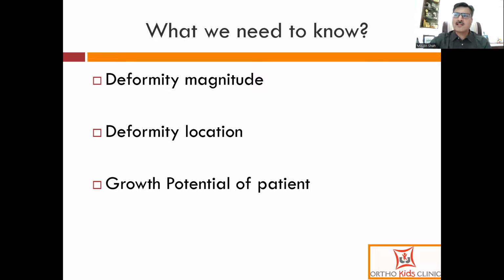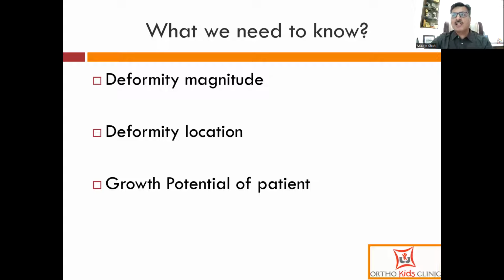Whether it is arising from the distal femur, proximal tibia, proximal femur, or distal tibia. So you should be able to quantify from where it is coming. And the third and most important thing is: what is the growth potential of the patient? If the patient's potential of growth is not too good, then the exercise will be futile and will not work.